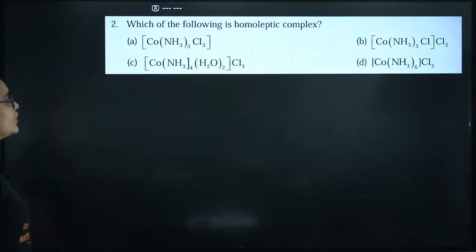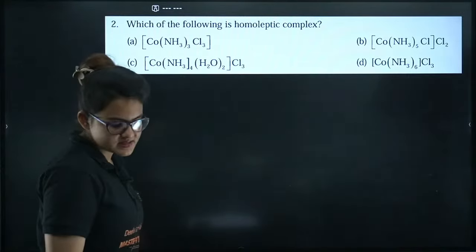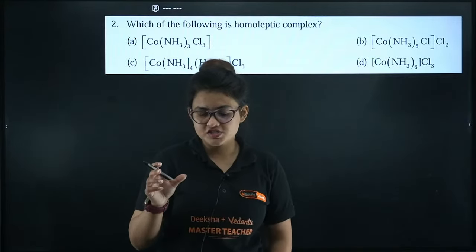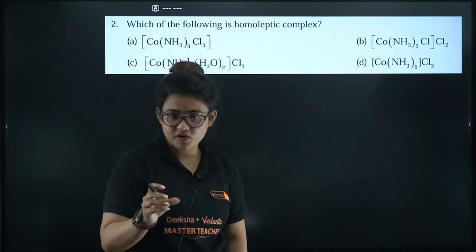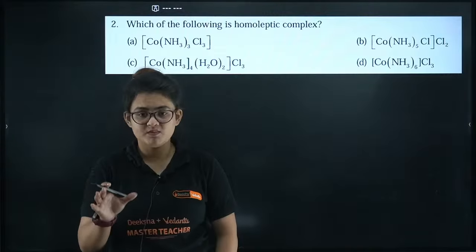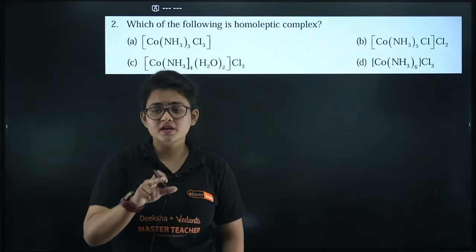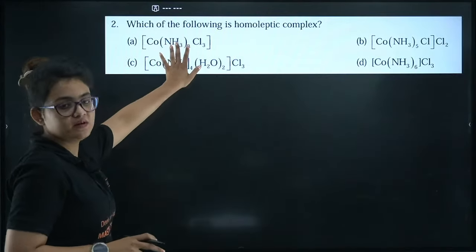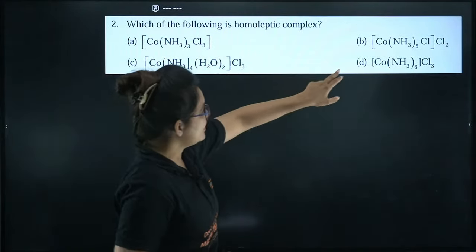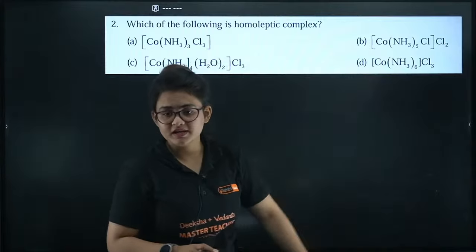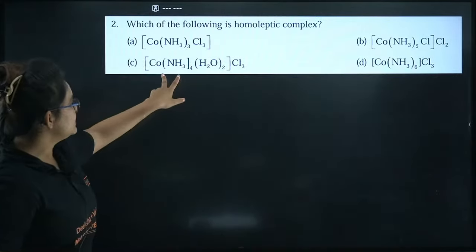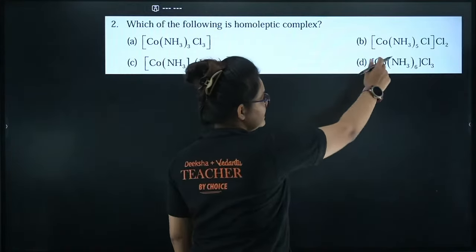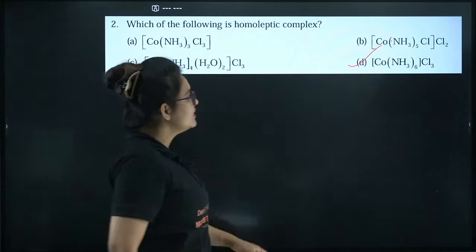Here you can see: which of the following is a homoleptic complex? Homoleptic complex means inside the coordination sphere you have the same type of ligand. First one, I have two types of ligands, so it is heteroleptic. Here also you have two types of ligands. Here also two types. Here in the coordination sphere itself you have only ammonia, so that's going to be the correct one.